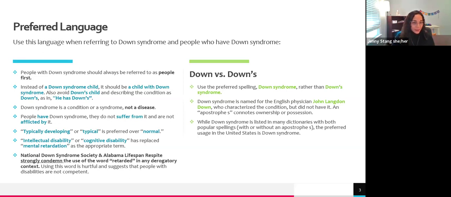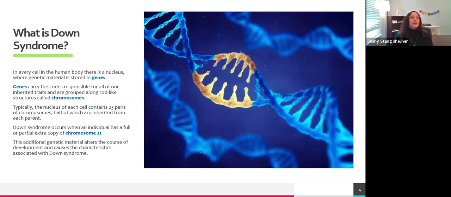So now that we got that out of the way, let's go ahead and get into what is Down syndrome. In every cell in the human body, there is a nucleus where genetic material is stored in genes. Genes carry the codes responsible for all of our inherited traits and are grouped among rod-like structures called chromosomes. Typically, the nucleus of each cell will contain 23 pairs of chromosomes, half of which are inherited from each parent. Down syndrome occurs when an individual has a full or partial copy of chromosome 21. The additional genetic material will alter the course of development and cause the characteristics associated with Down syndrome, okay? So Down syndrome is a chromosomal diagnosis, okay?